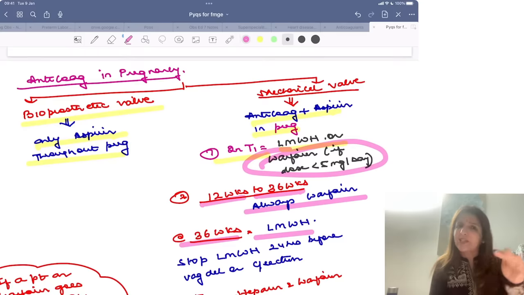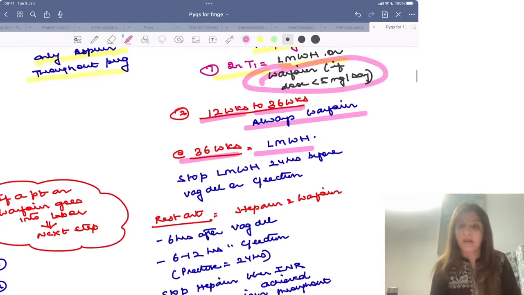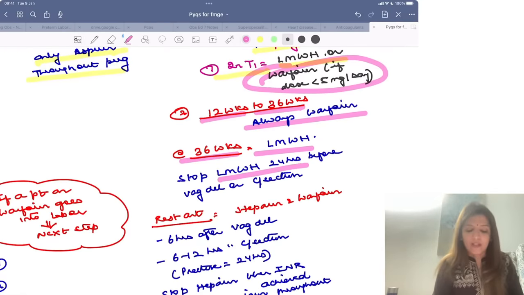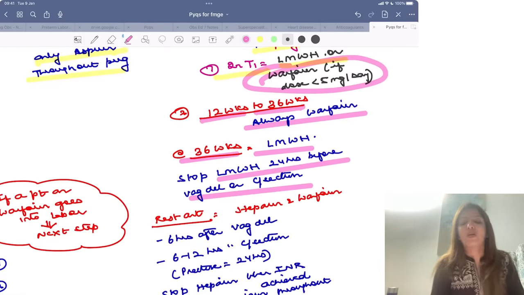That is why, as soon as 12 weeks are over, I put my patient on warfarin, because I need a strong anticoagulant. Now at 36 weeks, again I put my patient on low molecular weight heparin. Why? Because if the patient is on warfarin, a very strong anticoagulant drug, that can lead to PPH. So again at 36 weeks, you have to shift your patient to low molecular weight heparin and you have to stop low molecular weight heparin 24 hours before vaginal delivery or cesarean section.